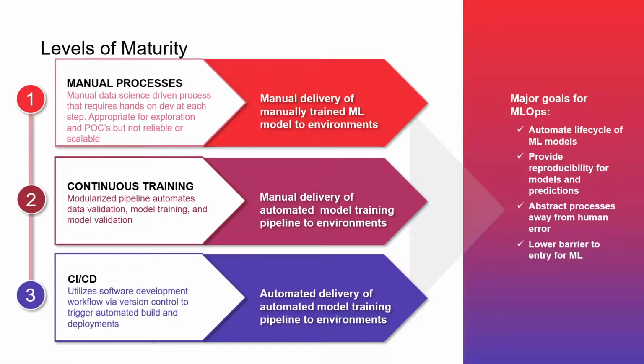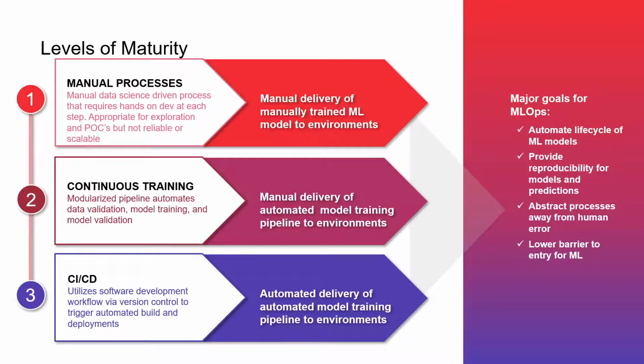Within development and deployment, there are three accepted levels of maturity. So the youngest level of maturity is manual processes. This is a very hands-on and involved approach where developers and data scientists work together to manually train models and manually deliver the models to the environments. This level of human interaction is tedious, it's time-consuming, and it leaves a lot of room for human error. Manual processes work great for things like initial exploration and proof of concepts, but really they're risky and they tend not to scale too well.